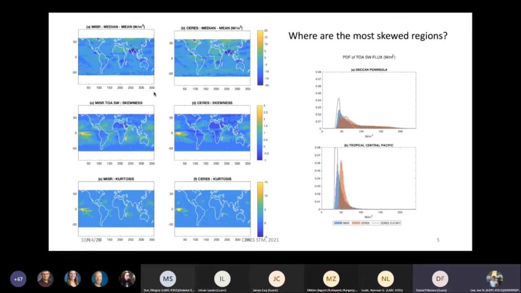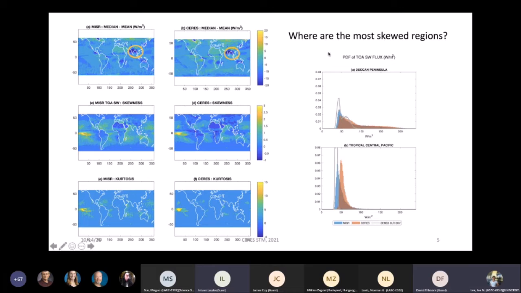We generated a climatology for MISR and CERES TOA shortwave flux by taking not only the monthly mean averages, but also taking median values of shortwave flux at each grid for 20 years, and took the difference between the mean and the median. So the two observations show very similar coherent patterns. Where are the most skewed regions? The difference between mean and median is outstanding over the Deccan Peninsula.